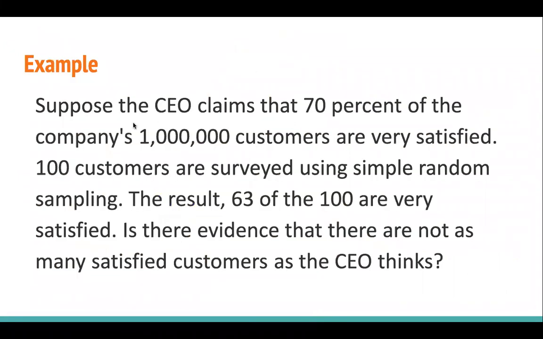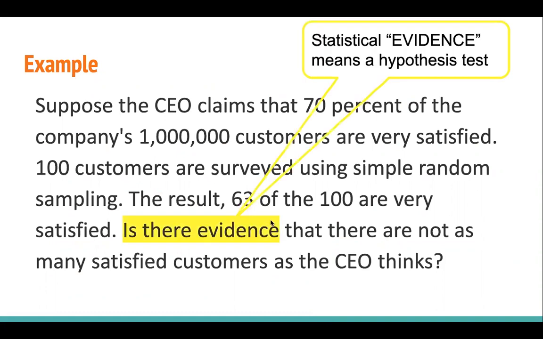Here's an example we'll go through. Suppose there's a CEO that claims that 70% of the company's 1 million customers are very satisfied. 100 customers are surveyed using simple random sampling. The result, 63 of the 100 are very satisfied. Is there evidence that there are not as many satisfied customers as the CEO thinks?